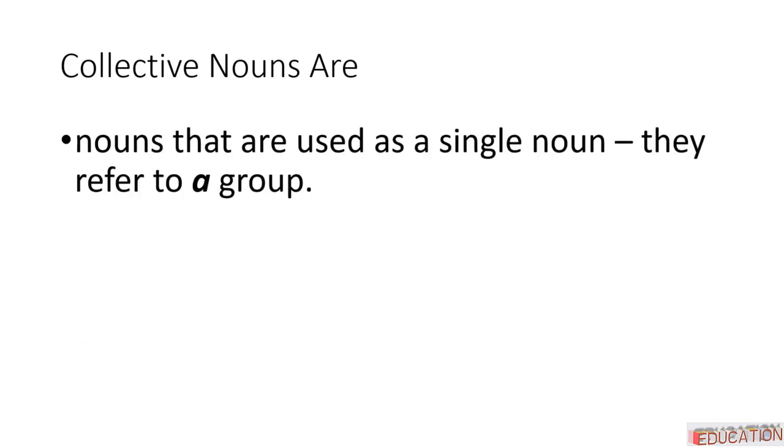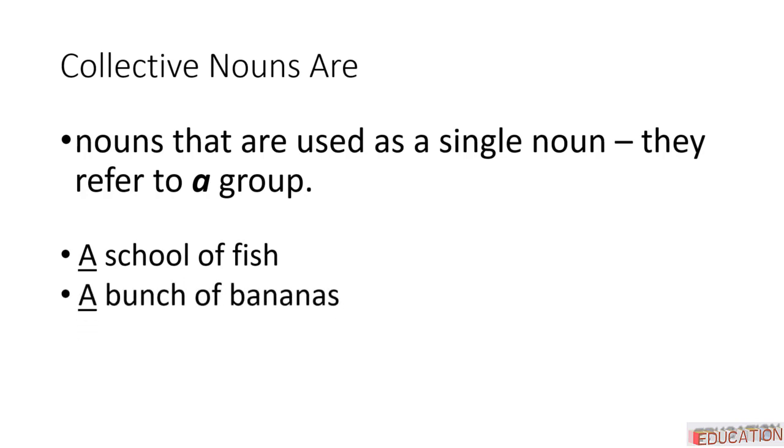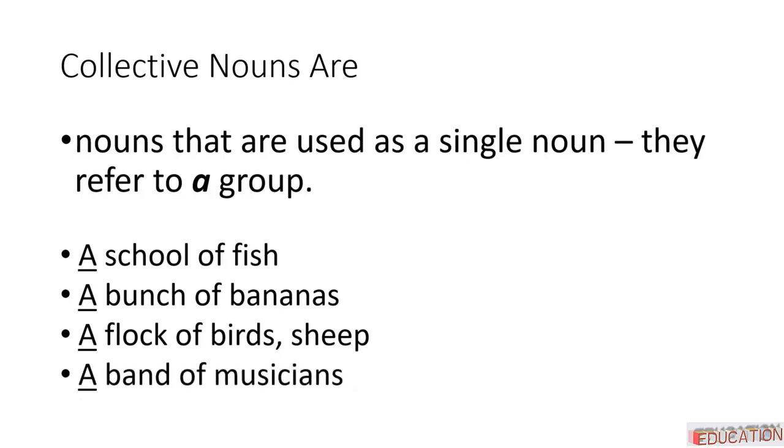Collective nouns are treated as if they were a single noun because they refer to a group. So for instance, a school of fish, a bunch of bananas, a flock of birds or sheep, a band of musicians, a gang of thieves.